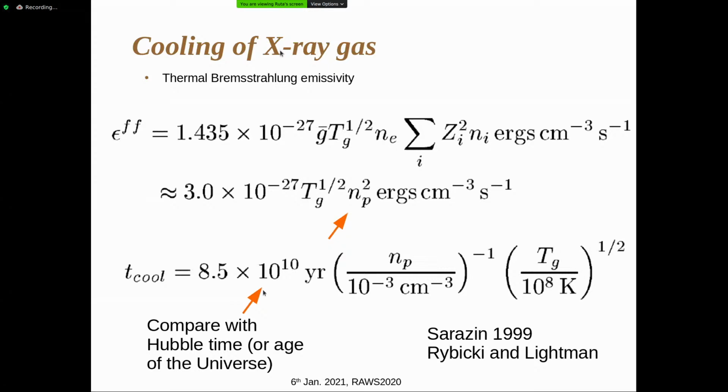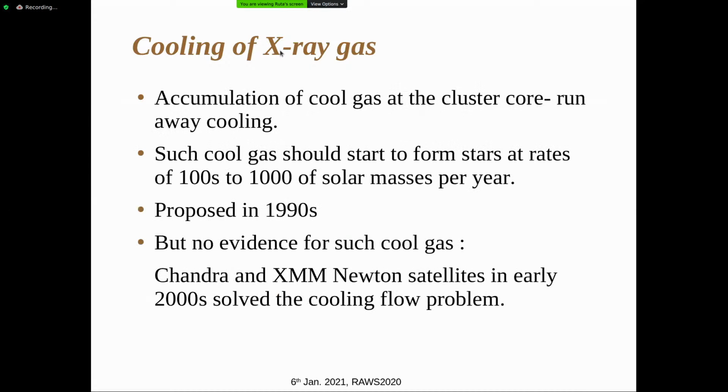So one would expect that if this gas just loses energy on this time scale, it can start to clump together, form stars, etc. So there was the proposition that this cooling should lead to accumulation of cool gas at the cluster core, and then there should be a runaway cooling. And if such cooling happens, then this cool gas can form very dense clouds and start to form stars. It was expected that if this were happening, one would see the centers of galaxy clusters to be very bright, producing stars at extremely large rates.